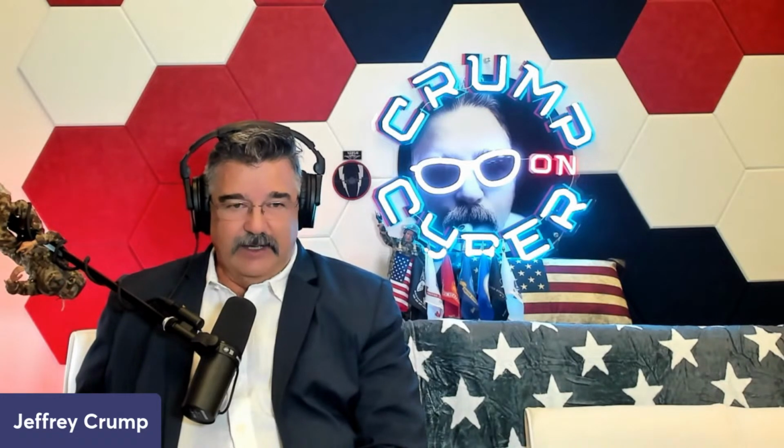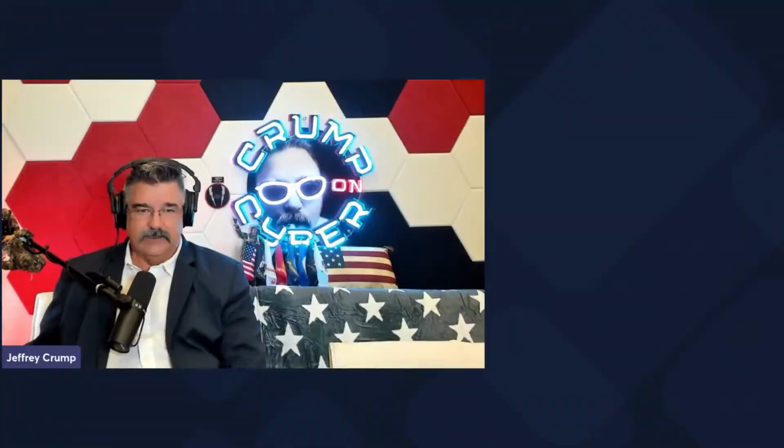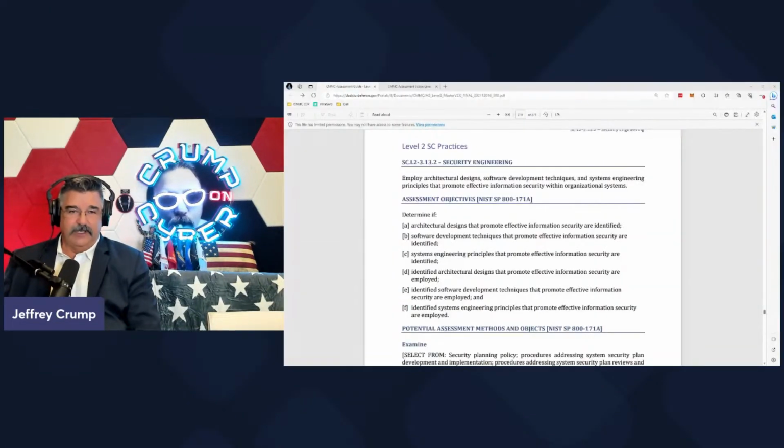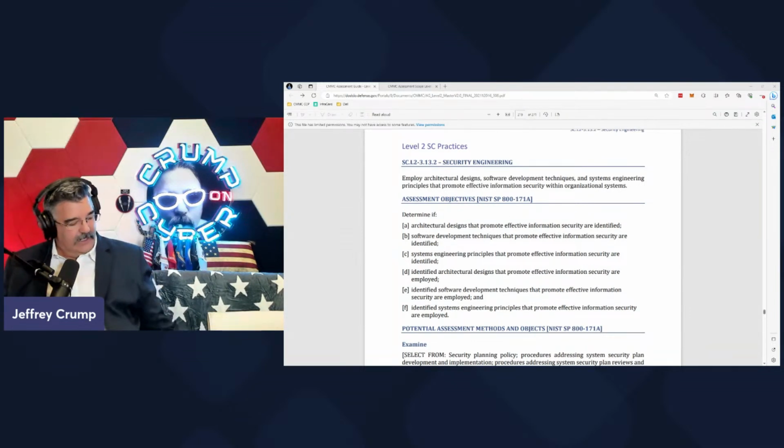Okay, so let me bring that up. I'm going to change the graphic here a little bit. As you can see, we've got the statement itself, and there are 6 assessment objectives tied to this. The 2 that we're focusing on here are that the architectural designs that promote information security are, number 1, identified, and then actually employed.